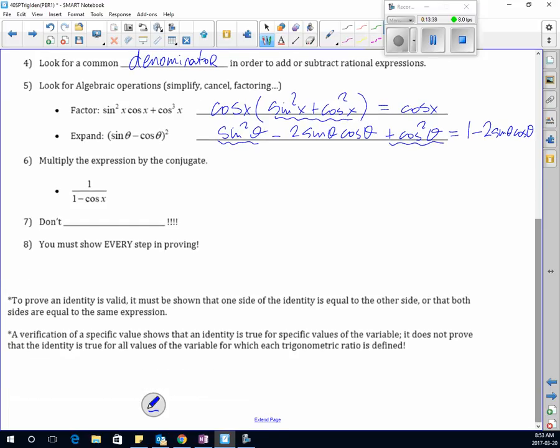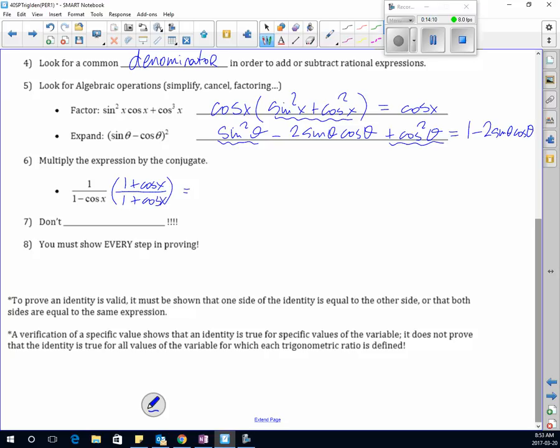Another thing where people get stuck is they see something and there's nothing to simplify. Something as simple as this, they're like, I don't know what to do with it. Guess what? Multiply by the conjugate. So what's the conjugate here? 1 plus cos x over 1 plus cos x. And so what do you get when you multiply those together?